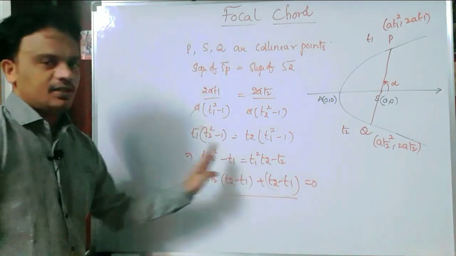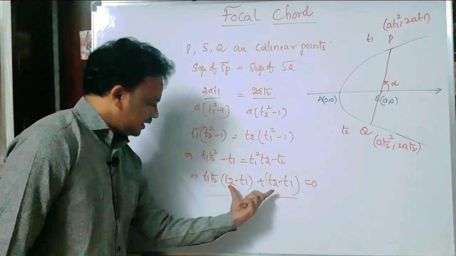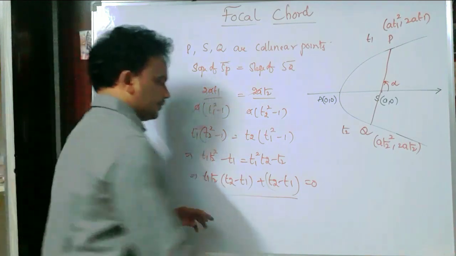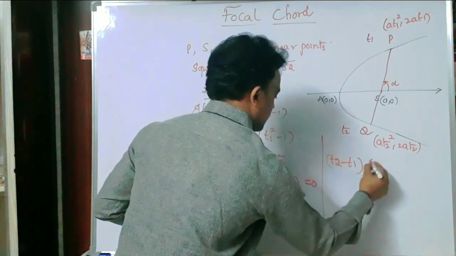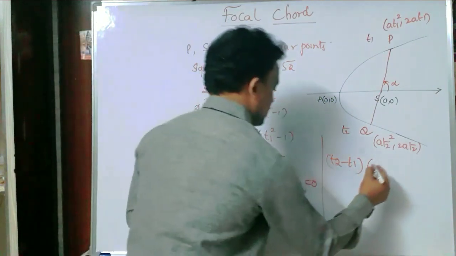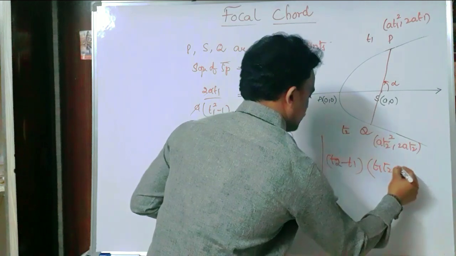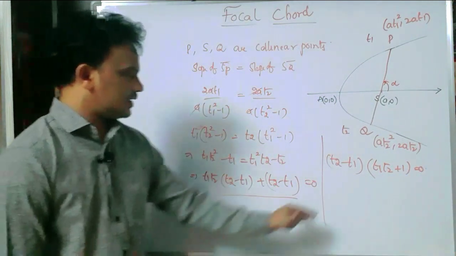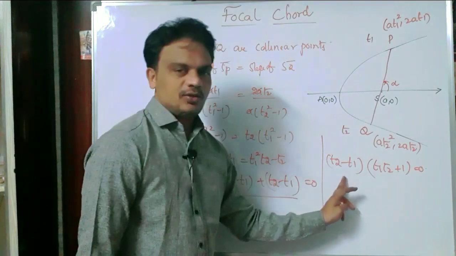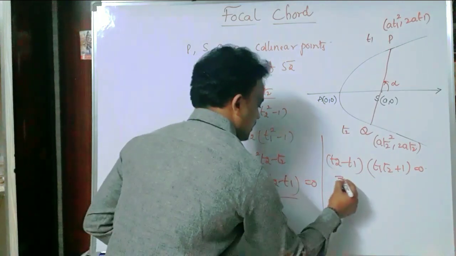All the terms are on the left side. Then t2 minus t1 is taken out common. Then the remaining term is t1 t2 plus 1 is equal to 0. The product of two factors equals 0, so either the first one is 0 or the second one is 0. Here the first should not be equal to 0.